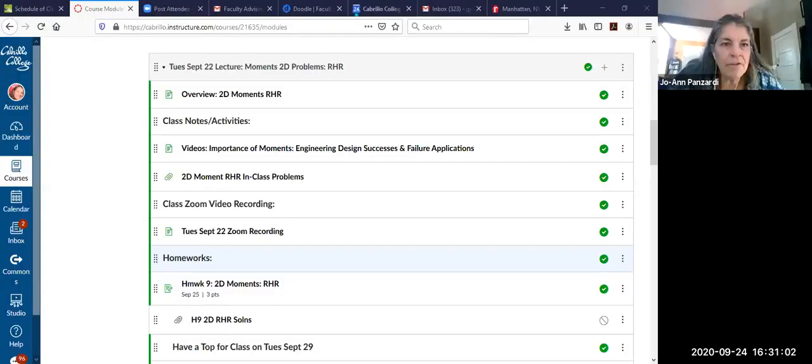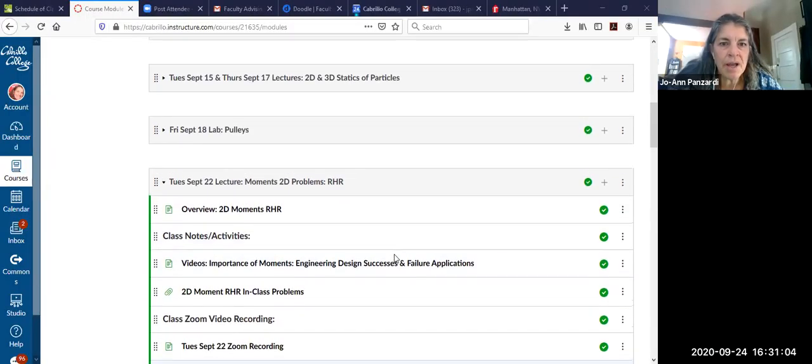Okay, first thing I want to do is prep you on the schedule again. So this past Tuesday, we were doing moment calculations in 2D, and it was using the right-hand rule.